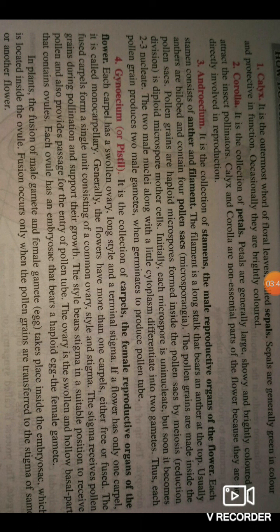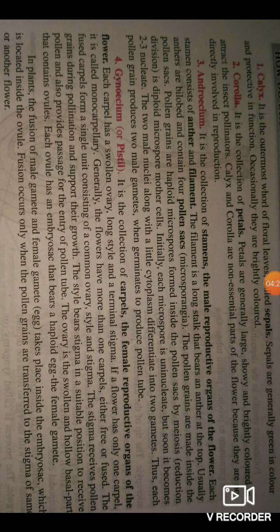Pollen grains are haploid. Microspores are formed inside the pollen sac by meiosis, the reduction division, from a diploid microspore mother cell, that means MMC. Initially each microspore is uninucleate, but soon it becomes two-nucleate. The two male nuclei, along with a little cytoplasm, differentiate into two gametes. Thus each pollen grain produces two male gametes, and when it germinates it produces a pollen tube.